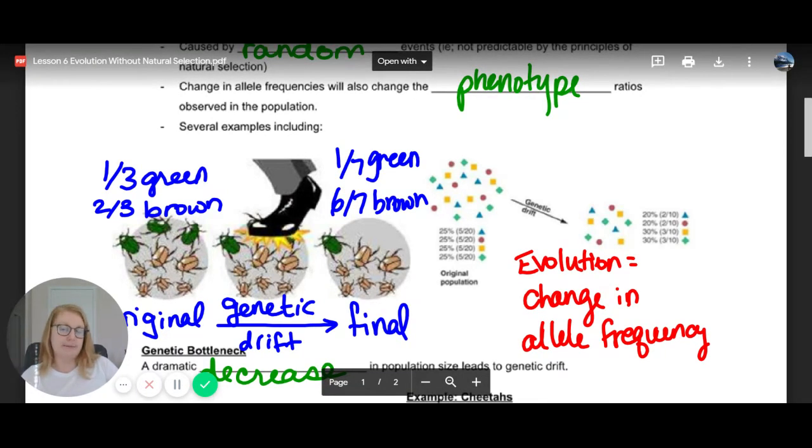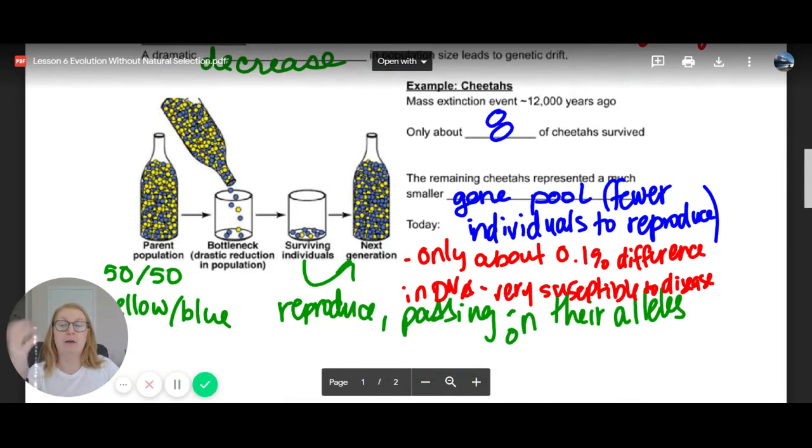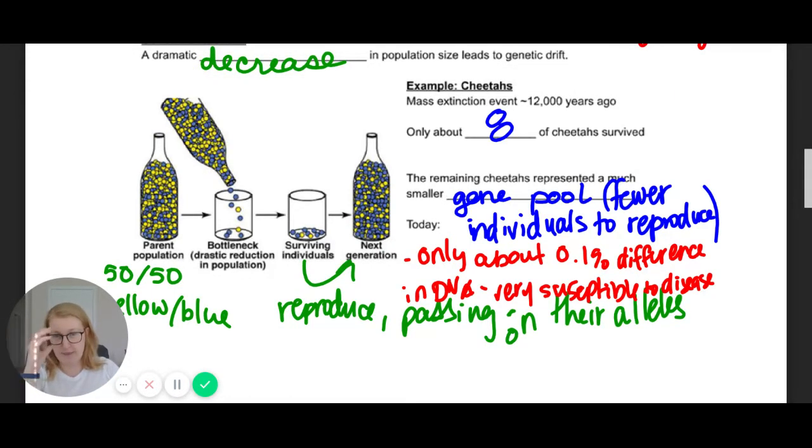So I'm going to give you a couple of examples of genetic drift. The first one is genetic bottleneck. The reason it's called this is we can imagine that there's a population of organisms inside the bottle, and when we pour it out, there is a drastic reduction, a huge decrease, in population size. So this original or parent population, let's say it's 50-50 blue and yellow spheres, or beads. When I dump them out, I get just whatever ones survive, so to speak. These surviving individuals are going to be a different frequency. Even just looking at it briefly, I can see that it's not 50-50 anymore. It's probably about 20% yellow and 80% blue.